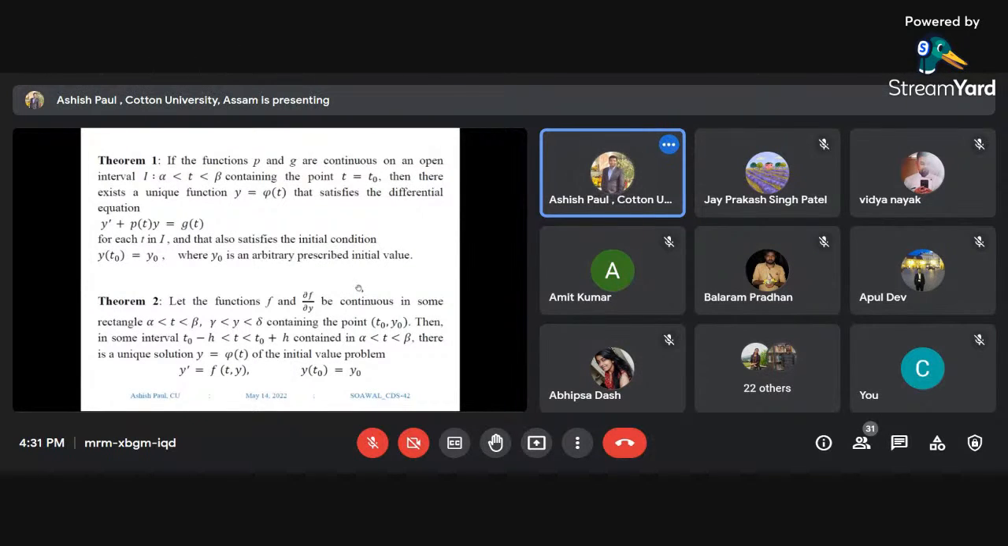Now if f and del f del y are continuous in some rectangle, with t from alpha to beta in an interval and y from gamma to delta, containing the point (t naught, y naught), where t naught is the initial value of the independent variable and y naught is the initial value of the dependent variable, then in some neighborhood of t naught we have a unique solution of the differential equation. Let us denote the solution by y equal to phi of t, the solution of the initial value problem.